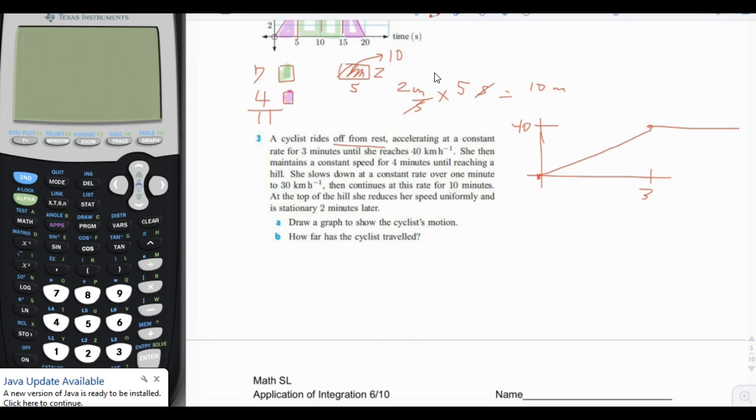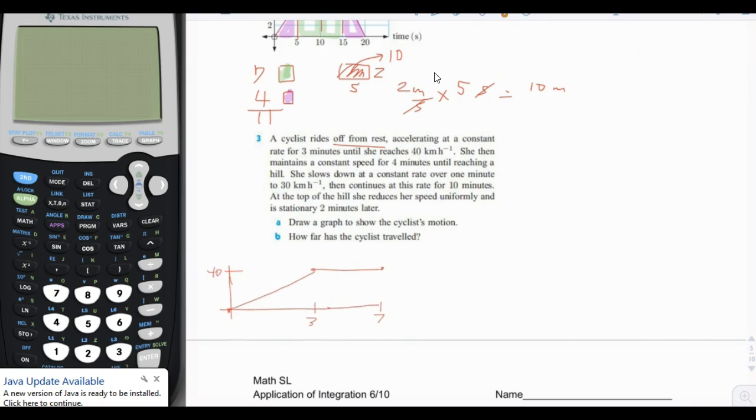So this would be the 7-minute mark because she continues for 4 minutes at a constant speed. And then it says she slows down at a constant rate over 1 minute to 30. Oops, and I just ran out of space, so let me shrink this down a little bit. Maybe we'll put it down here.